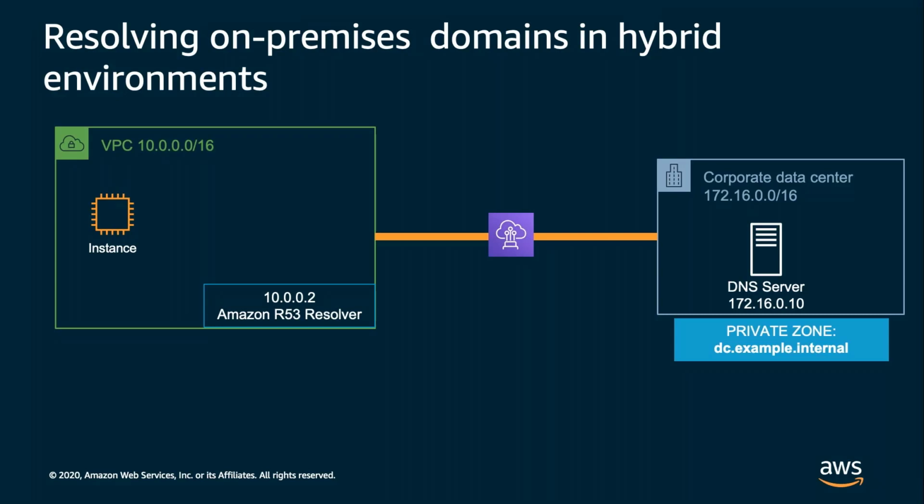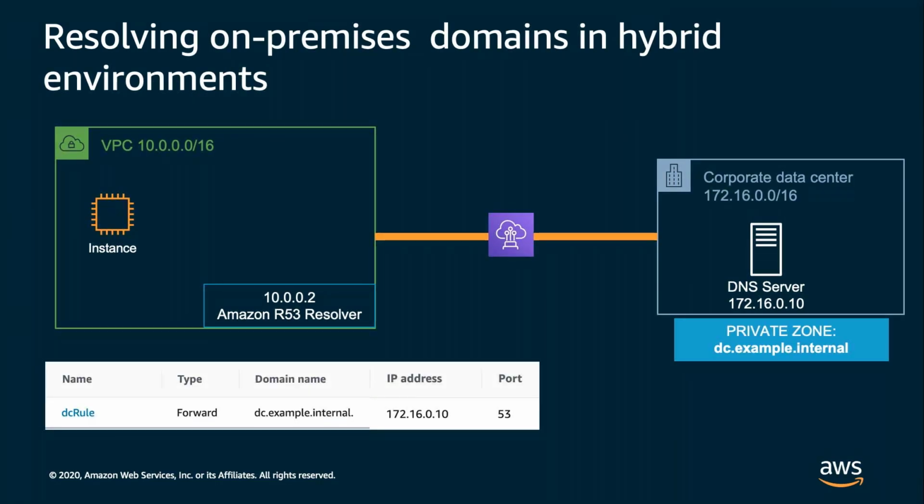Conversely, there's oftentimes the need to resolve on-premise DNS from within a VPC. So a similar example here where we have an on-premise environment with a direct connect into the VPC. Here is where rules come into play. So we can create a rule, and this rule would be of type forward, and the domain name would be dc.example.internal, and we want that to resolve to our IP address on premises.